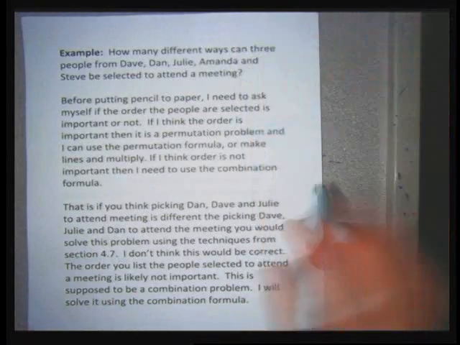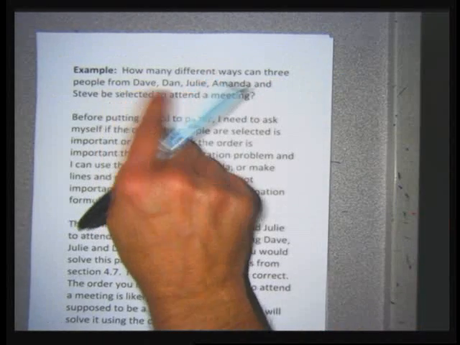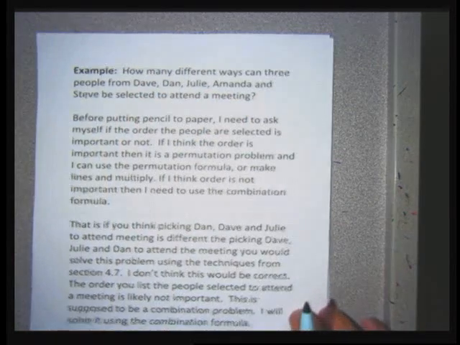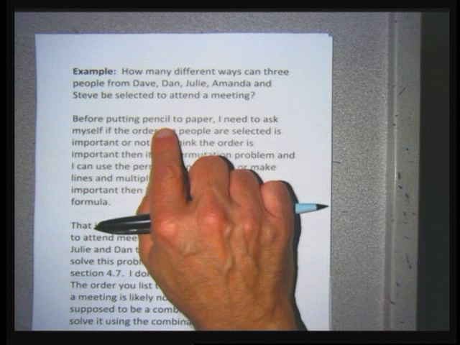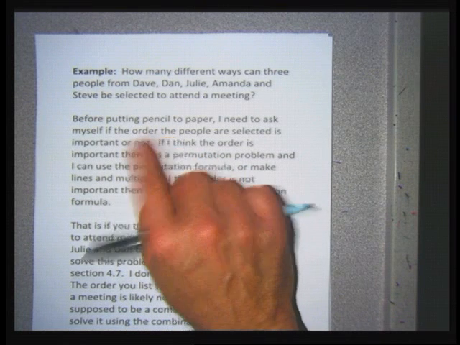All right, another example. How many different ways can 3 people from the group Dave, Dan, Julia, Amanda, and Steve be selected to attend a meeting? So immediately when I think about problems in this section, I need to ask myself if the order the people are selected in is important or not.